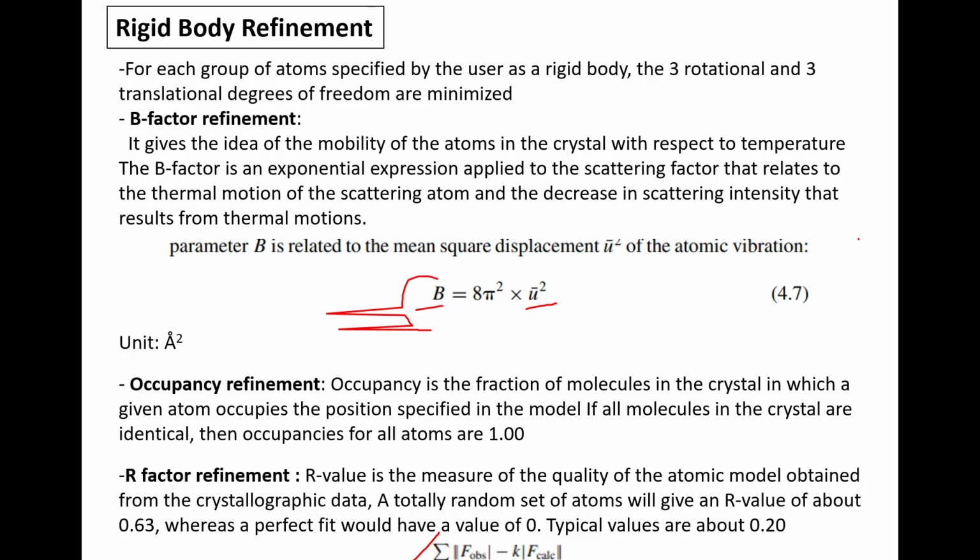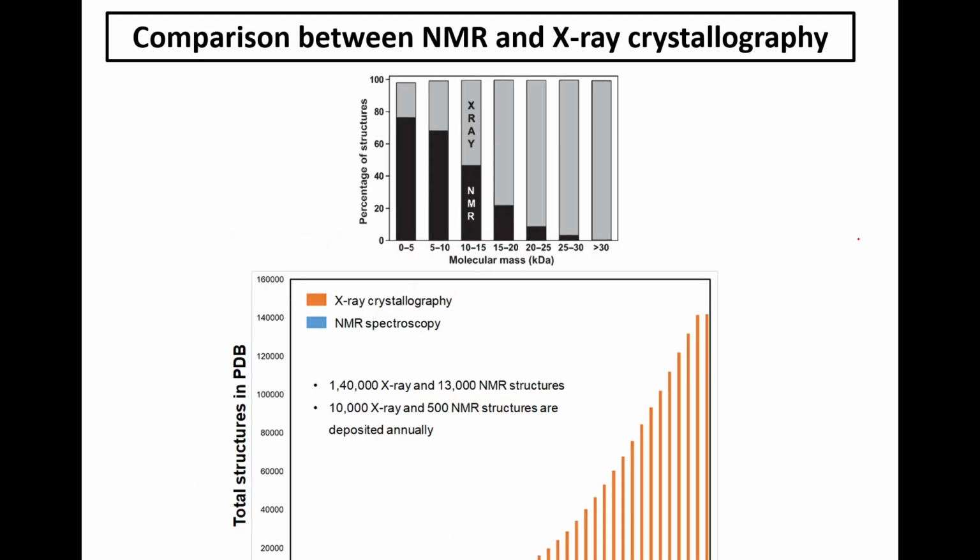So we have already discussed X-ray crystallography, and now we are going to discuss something known as nuclear magnetic resonance, which is also a very important technique in the field of structural biology. This also helps you get good resolution structures, as we see for X-ray crystallography, but they have certain differences.